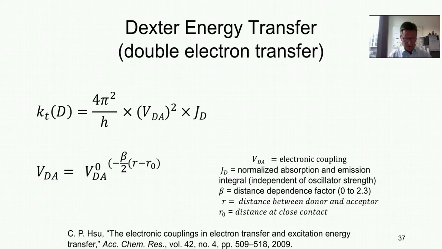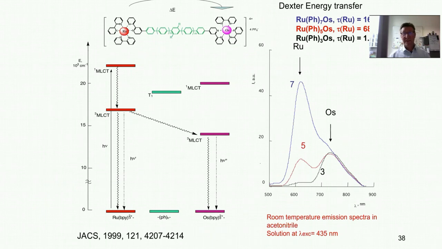So this is also an interesting paper about these couplings. This is an example of Dexter energy transfer, a triplet energy transfer process. So you see the ruthenium trisbipyridine. If you excite it, it forms this triplet metal to ligand charge transfer state. And this MLCT state can transport its energy to the triplet MLCT state of an osmium compound because it's lower in energy. And that's the Dexter mechanism.